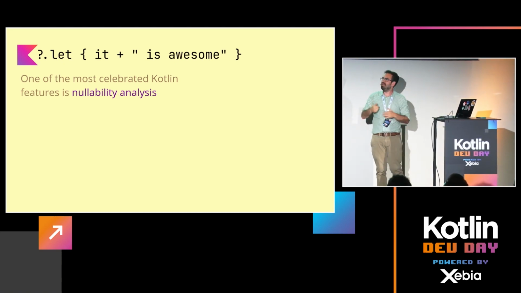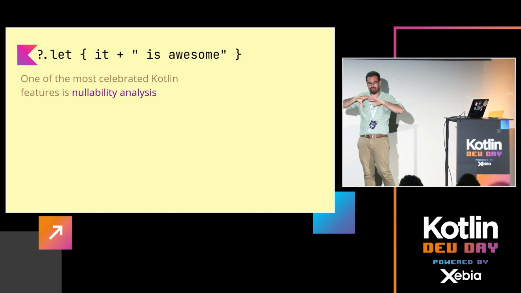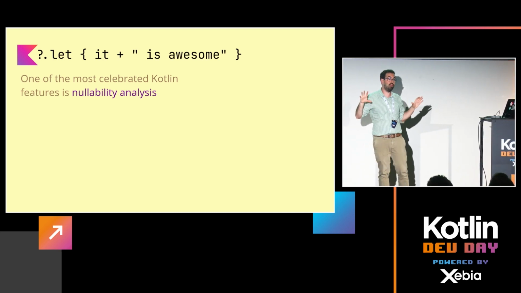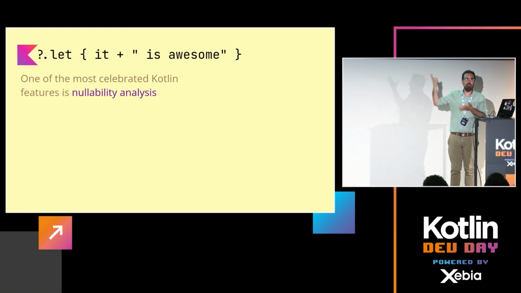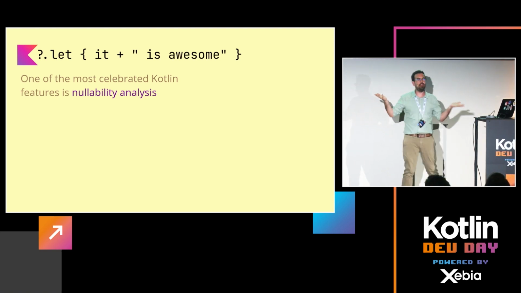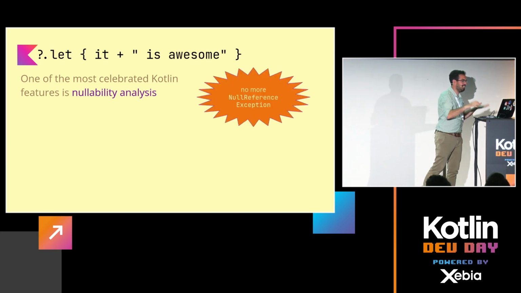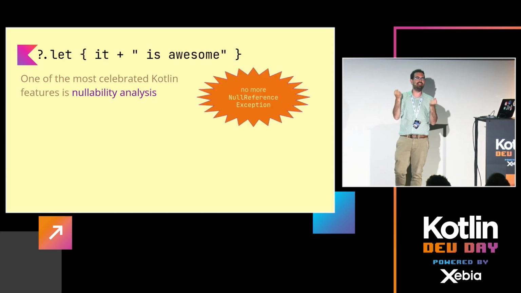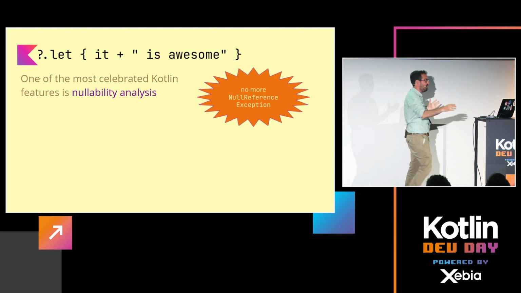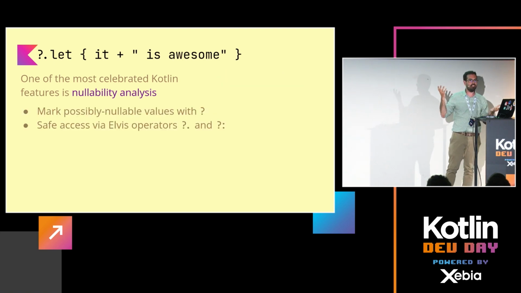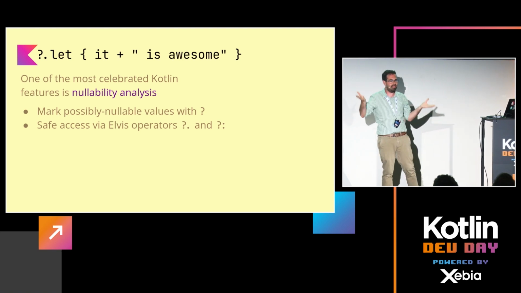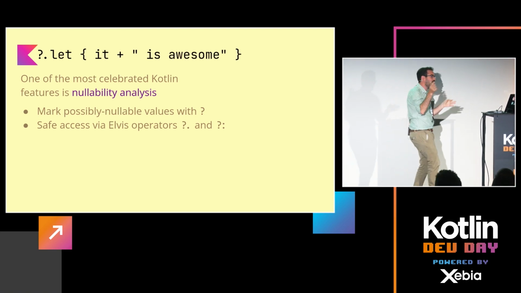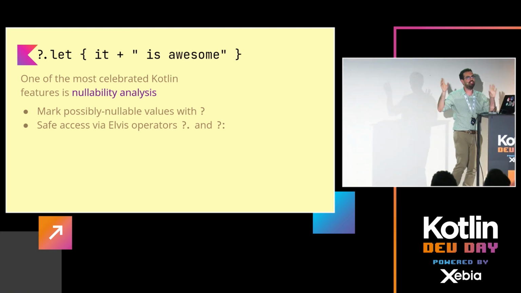So now this is about Arrow Analysis, but I want to first give you a bit of context of what it is and where we came to this. So we Kotliners like our nullability analysis, right? It's like no more null reference exceptions. They are all gone. And it's great because it's actually quite lightweight, right? You mark your values which might be null with a little question mark, and then you use question mark dot.